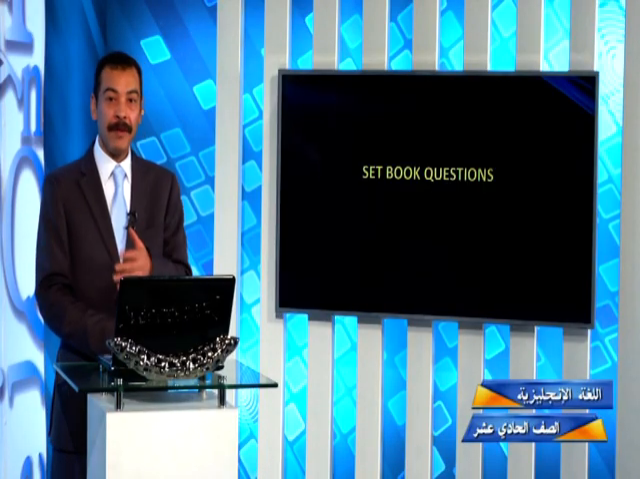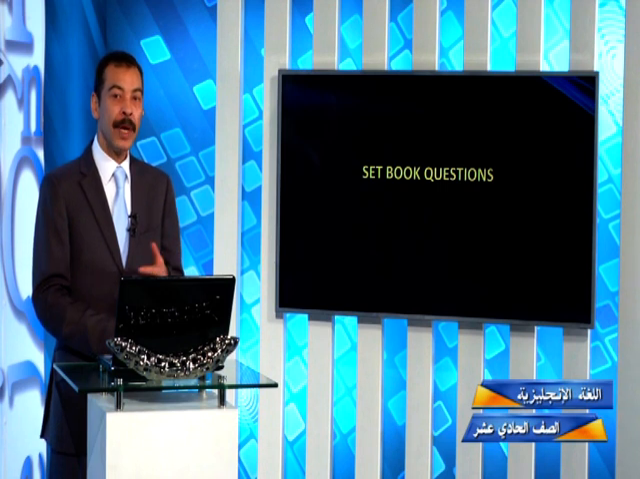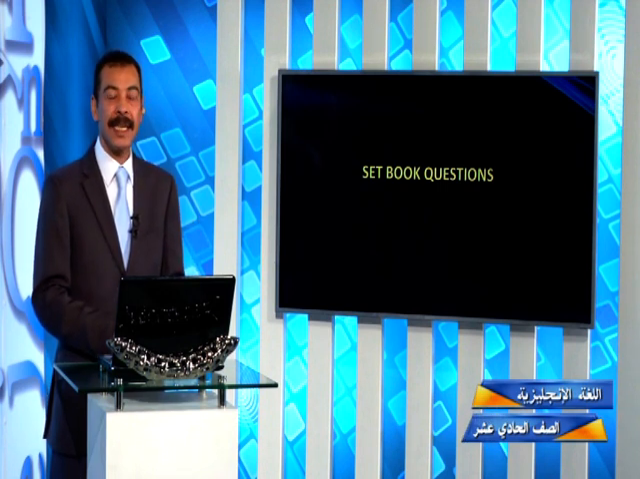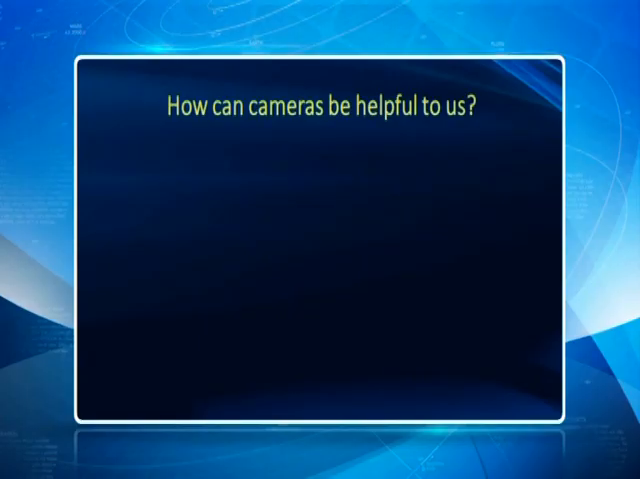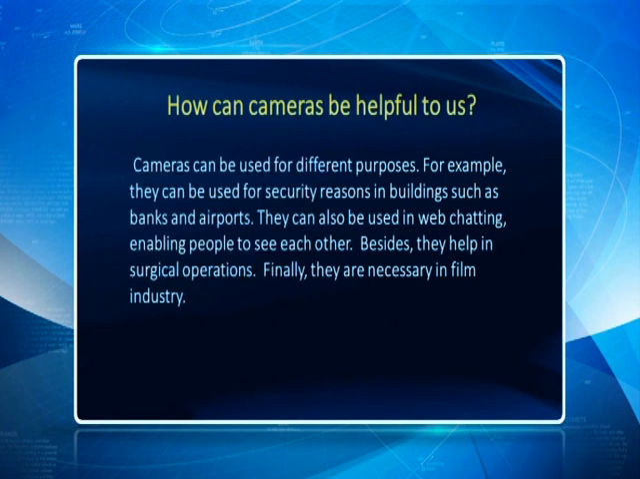Okay, now that we have studied some information about cameras, we are going to move to set book questions, that is, questions which come in your exams. A sample question could be, for example, how can cameras be helpful to us? That is, how do they help us? And you can say, as an example, cameras can be used for different purposes. For example, they can be used for security reasons in buildings such as banks and airports. They can also be used in web chatting, enabling people to see each other. Besides, they help in surgical operations. Finally, they are necessary in film industry. Of course, this is just an example. You can come up with your own answer.